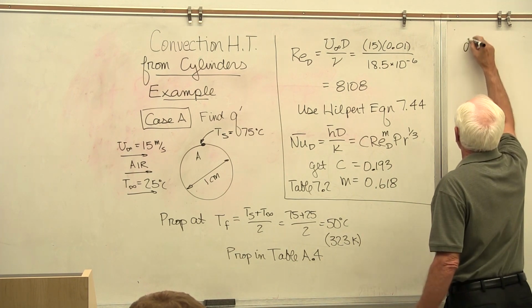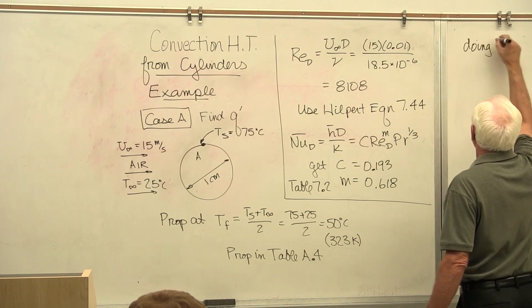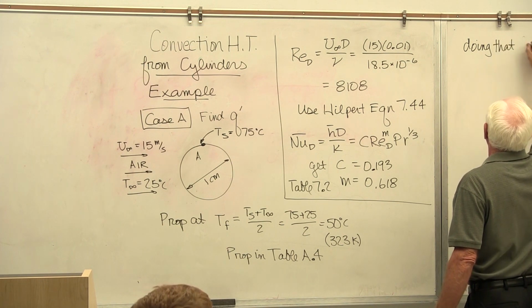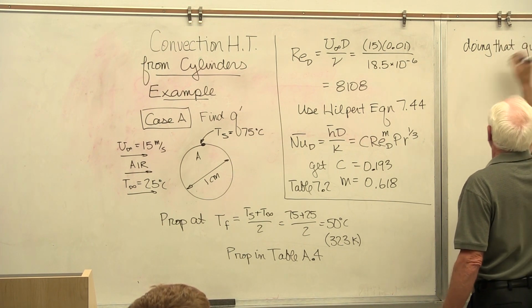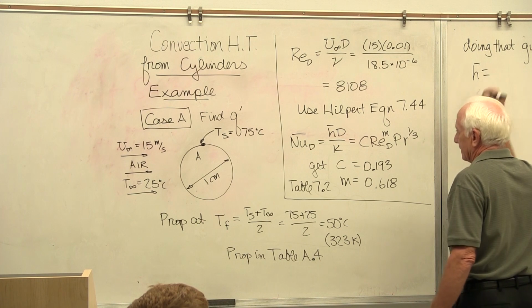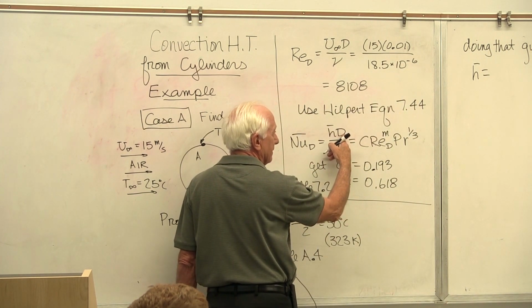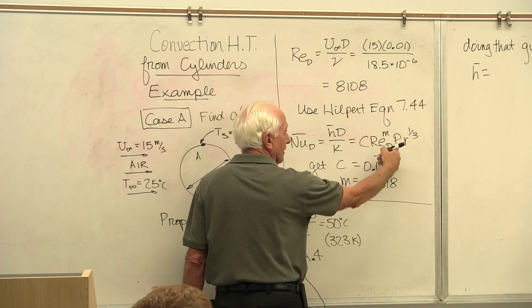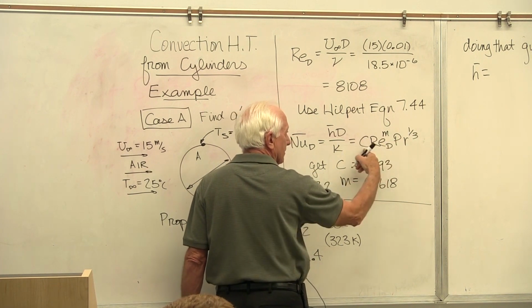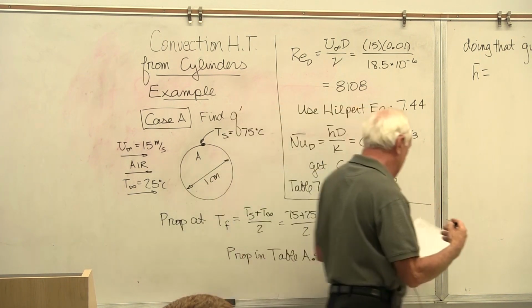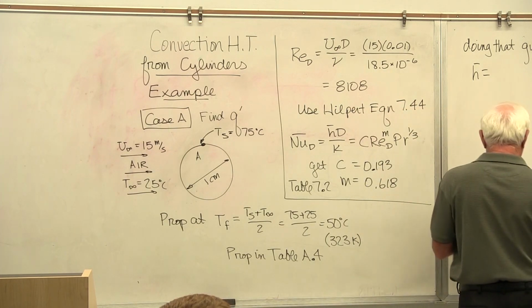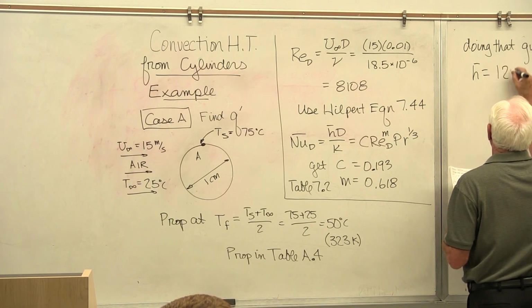Doing that gives h bar. I know k, I know D, I know Reynolds number, Prandtl number 0.7 to the 1/3, C and m right here. Put the numbers in there, and we get h bar 125.